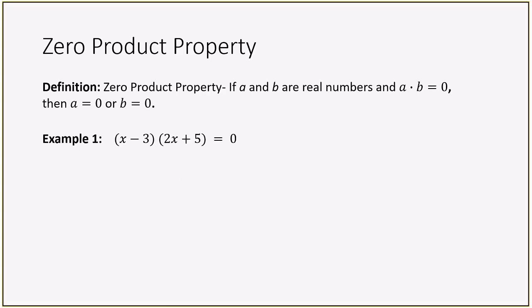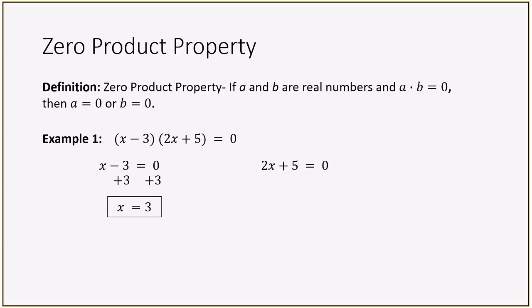So in this question, we have something that's already been factored: x minus 3 times 2x plus 5 is equal to 0. Now I can use the zero product property to set each part equal to 0 to solve for x. So set the first factor, x minus 3, equal to 0. Pretty easy to solve that one. I add 3 to both sides, and I get the result that x is equal to 3.